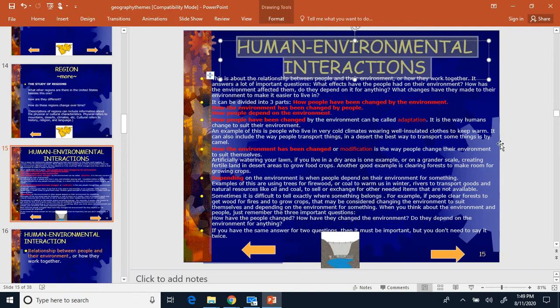Okay. And you can divide human environment interaction into several different parts, mainly 3 parts. How people have been changed by the environment, how the environment has been changed by people, and how people depend on their environment. Okay. So how people have changed the environment, that's simply how we build houses, for example, how we plow the land so that we can farm and so forth. Okay. So that's how people have changed the environment.